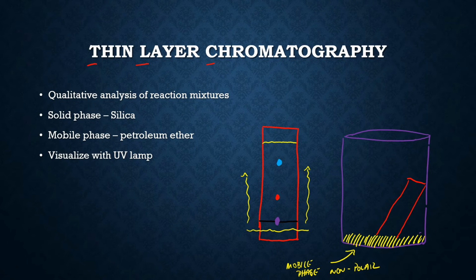Now we're going to have to visualize this with a UV lamp, because not all of the components that we're going to be separating are visible in the visible spectrum. So the UV lamp's going to help us to visualize where those dots actually are. So like I said, you're going to put your TLC plate into the chamber. You're going to let the solvent rise till almost the top. You're going to pull it out, let it dry out, and then visualize it with the UV lamp. So you're going to turn on the UV lamp and stick your TLC plate underneath there, and your spots are going to show up. And then you're going to mark them. So when you're using the UV lamp, mark your spots with a pencil.